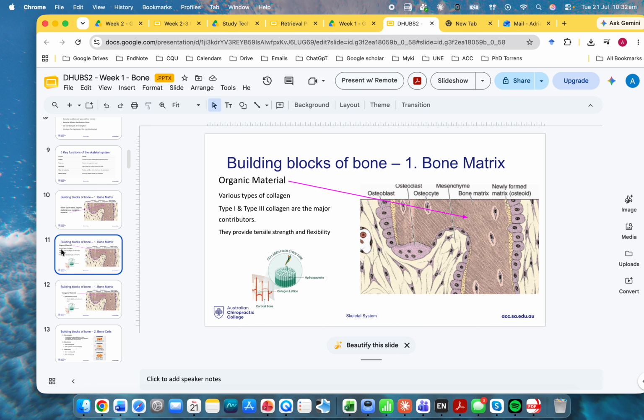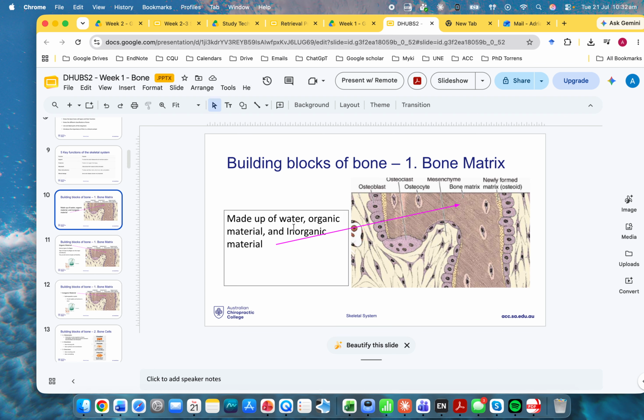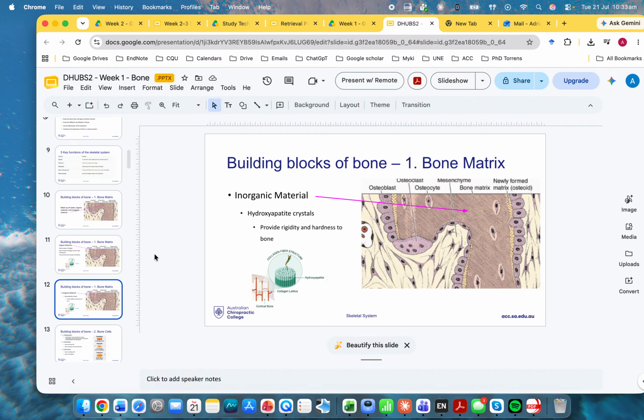Then the next slide gets into a bit more detail. In other words, it gives you more detail specifically about the organic material. So here, it's made up of organic material, water, and inorganic material. Well, specifically, what's the inorganic material? Well, it's hydroxyapatite crystals, which provide rigidity and hardness to bone.